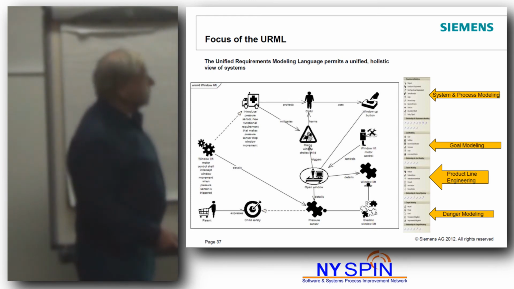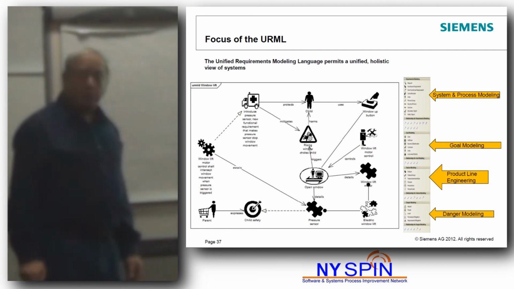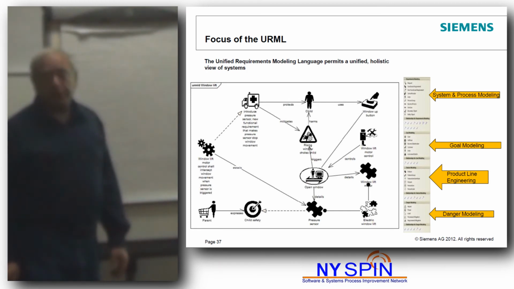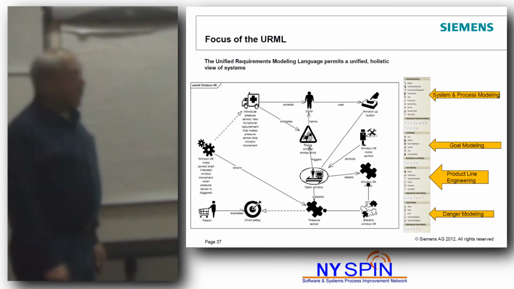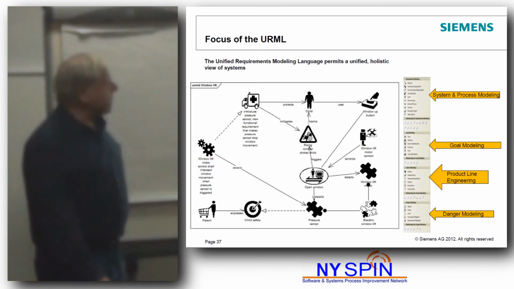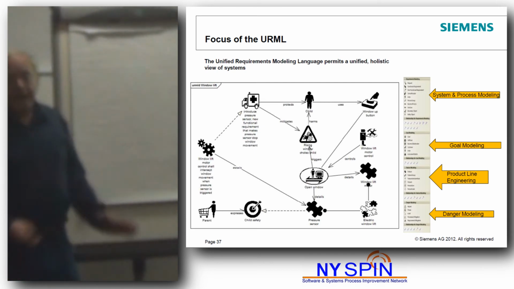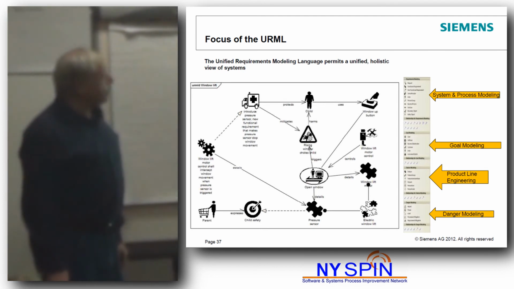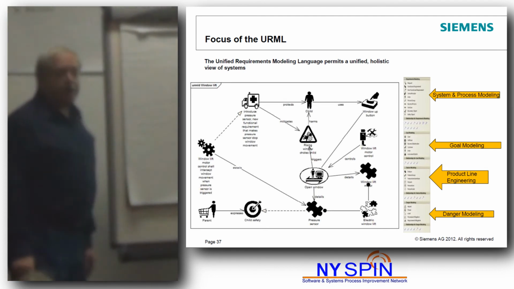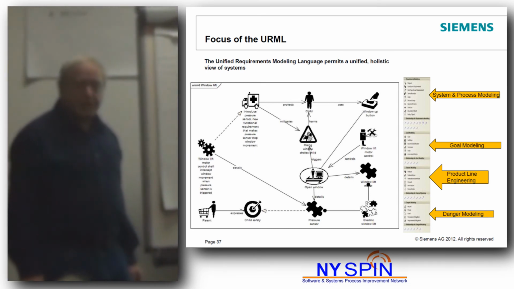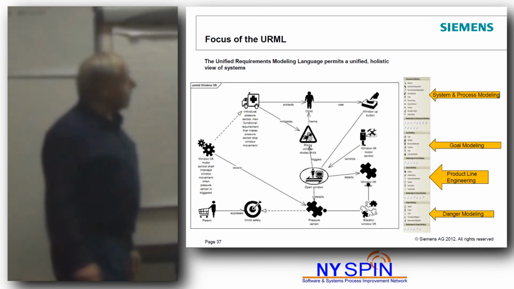So we have system and process modeling. We have goal modeling. We have product line engineering, including products and feature modeling. And we have hazard analysis, including threat modeling, which is used by security people, and hazard analysis, which is done by hazards experts. And that's all part of this language. And here's an example of a roll-up of everything on a single diagram, although I wouldn't necessarily recommend this level of simplicity.